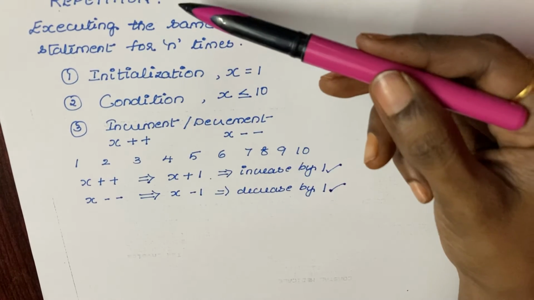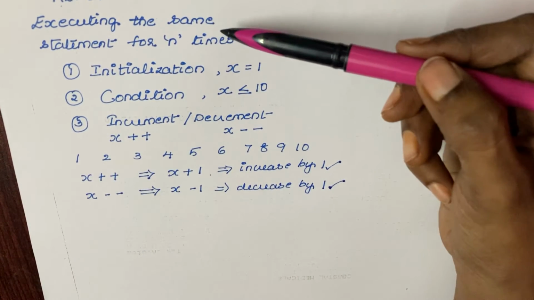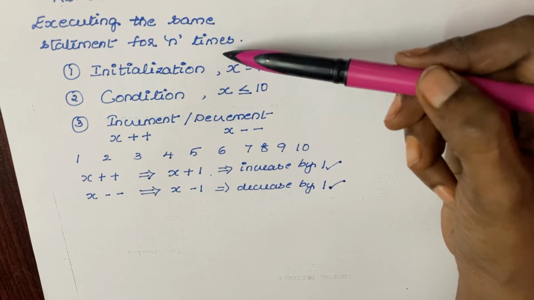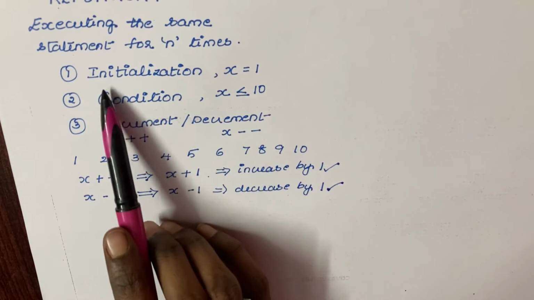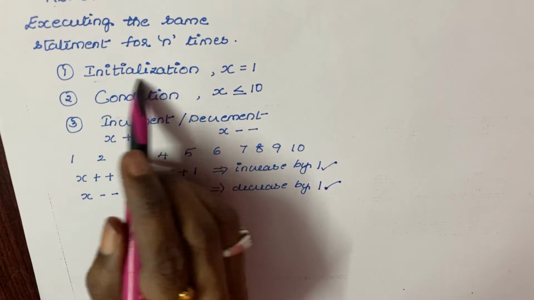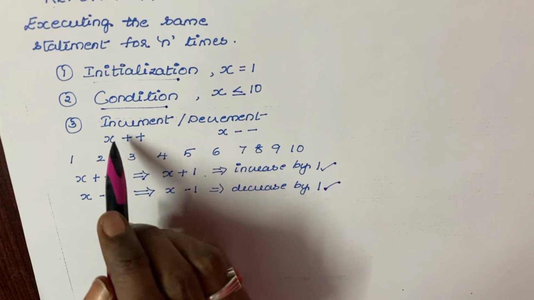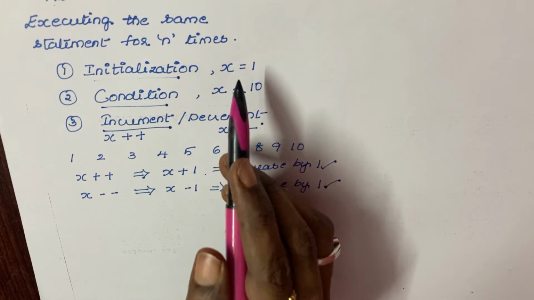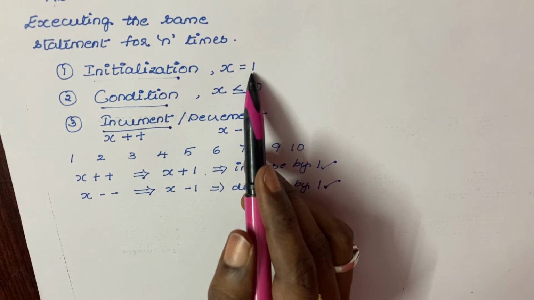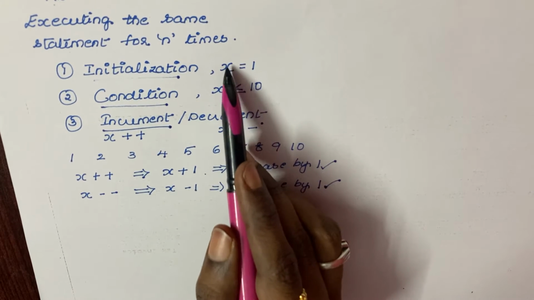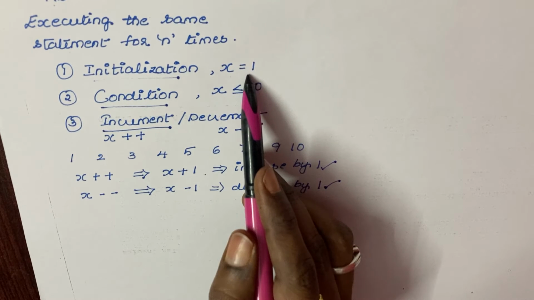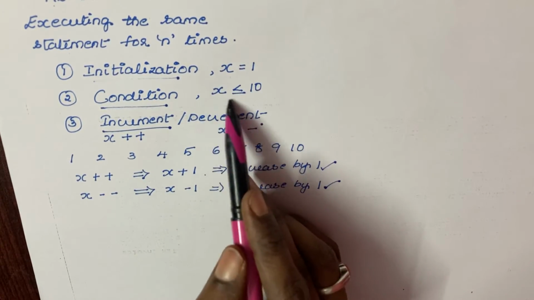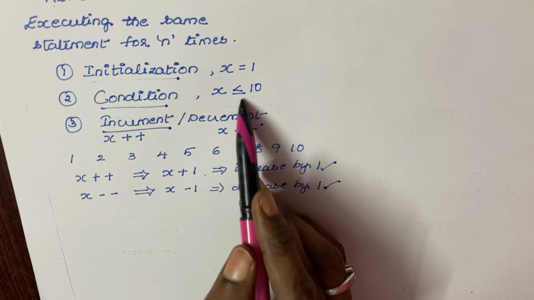In repetition of the algorithm, we talk about executing a statement for n number of times in a repeated manner. For that, we have to be aware of three conditions. One is initialization, second is condition, and third is either increment or decrement. Initialization means we assign a value to a variable. Condition means if I want to print this number for 10 times, I write a condition x less than or equal to 10.